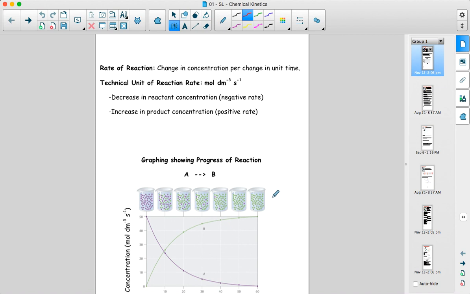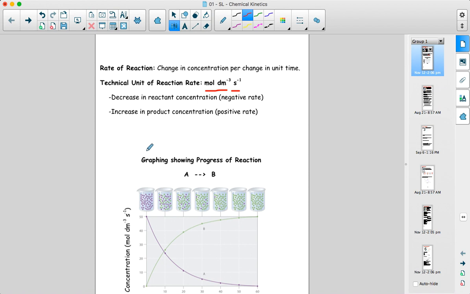So to start off, the rate of a chemical reaction is defined as the change in concentration per change in unit time. So the technical unit of reaction rate ends up being moles per dm cubed, which is the unit of concentration. And then usually it ends up being per second with the reactions that we look at, although technically this could be any unit of time, like per minute.